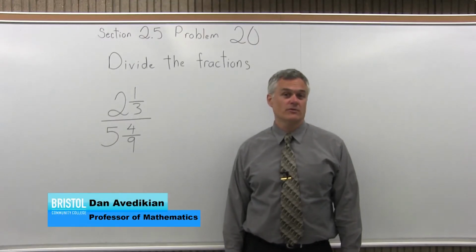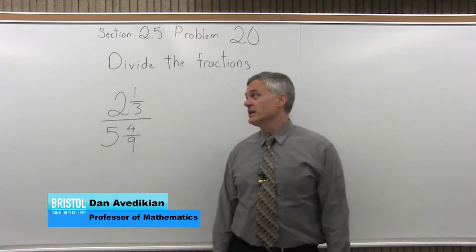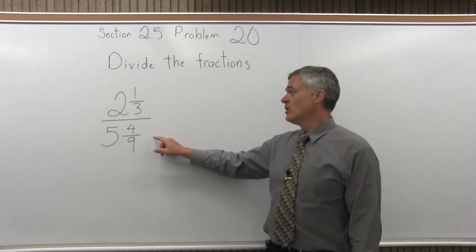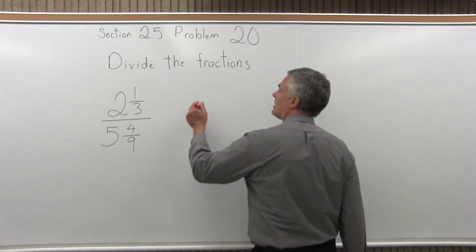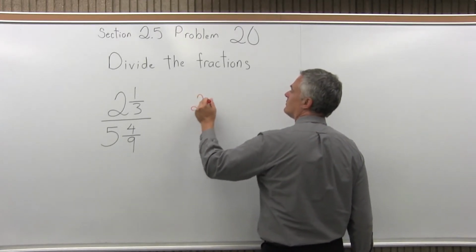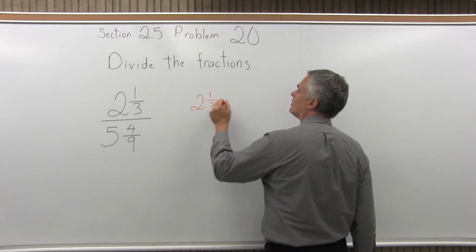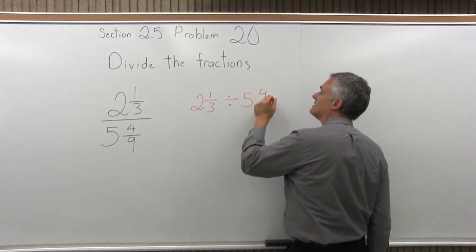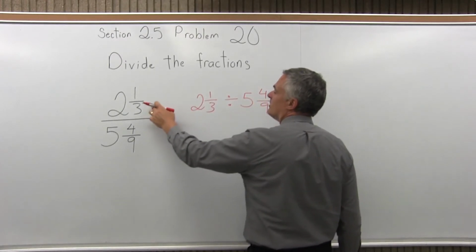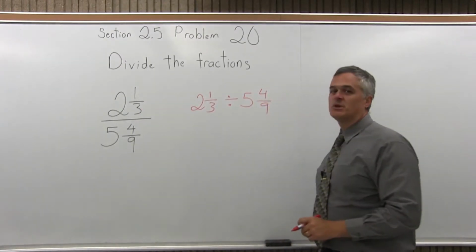This is Section 2.5, Problem 20. It says divide the fractions, and we have 2 1/3 over 5 4/9. So let me start by writing the problem in a little different format. I'll write 2 1/3 divided by 5 4/9. This is the same problem, but in its original form it looks much more intimidating.